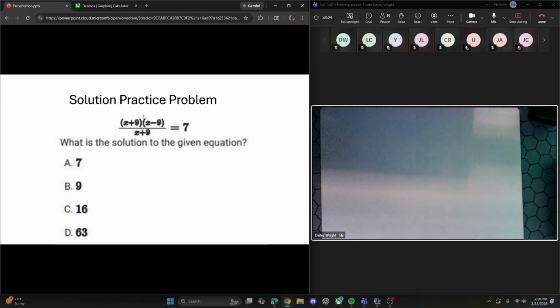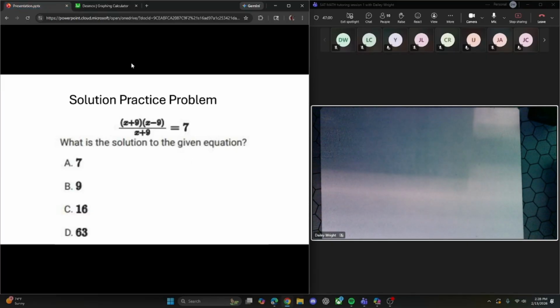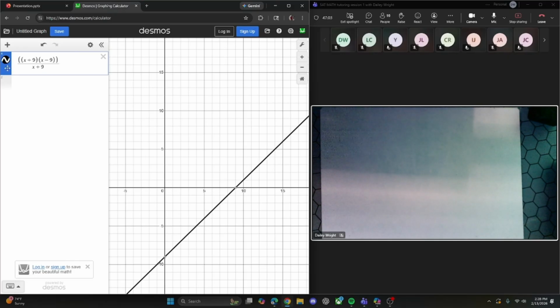So this is a solution practice problem. I see this equation. I see no obvious way to tell where it's going to cross the x-axis, so I'm just going to plug this into Desmos. How I do it is whatever is in the numerator, I make sure to completely have in brackets like that, so when I go to divide, it just puts it over everything. I believe the last part was x plus 9. Let me check that. Yes. And then you set this equal to 7.